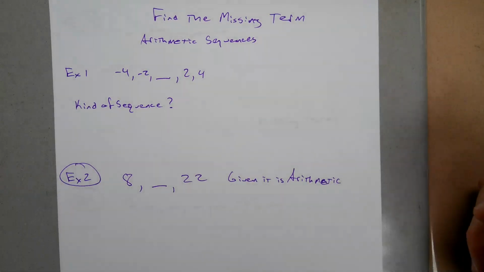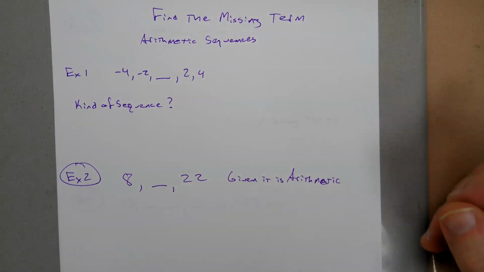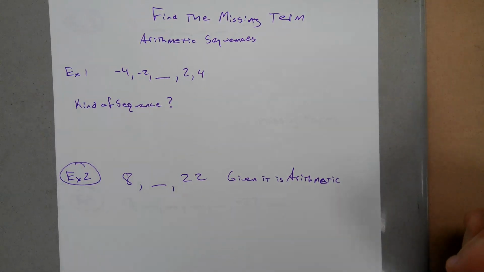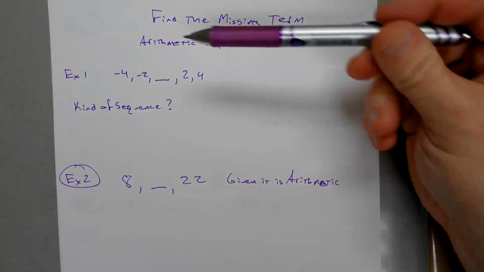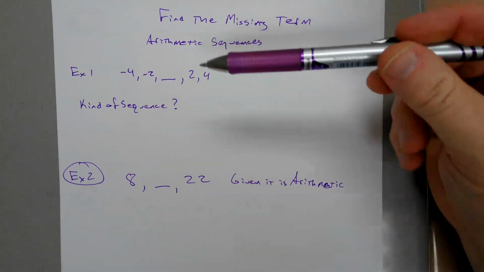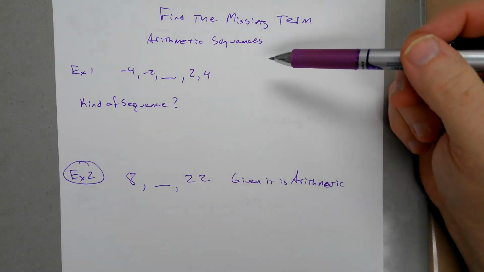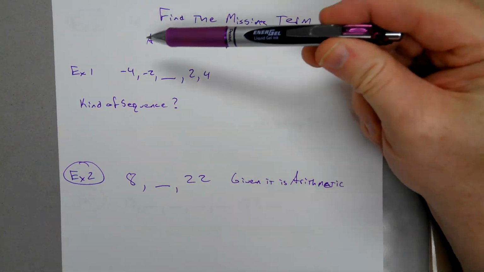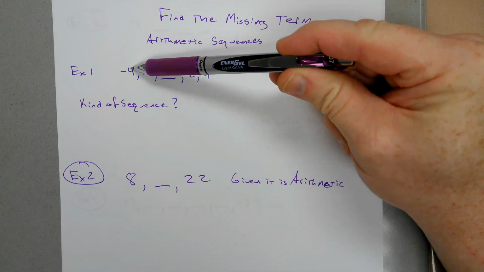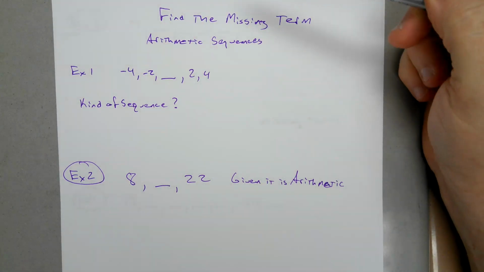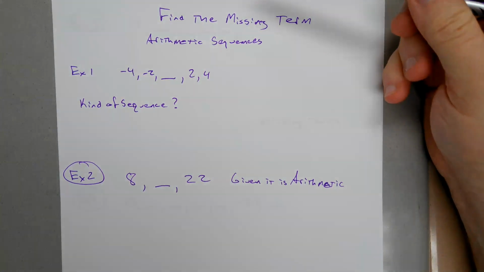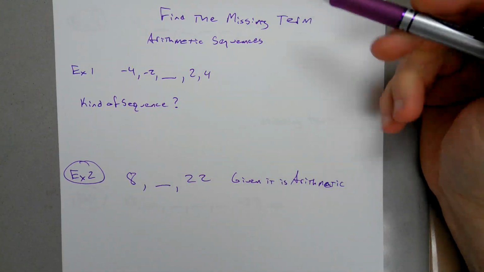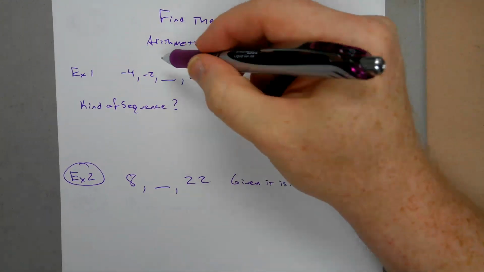Hello folks, and today we're going to be talking about how you find the missing terms in an arithmetic sequence. Now, previously we're used to seeing lists like this, and we might find the missing number by saying to ourselves, to go from -4 to -2, what do I have to add? Well, you have to add 2.